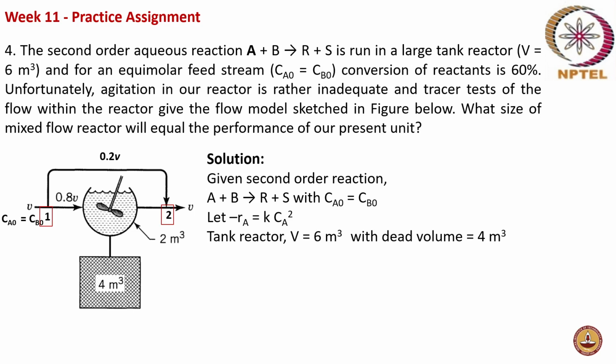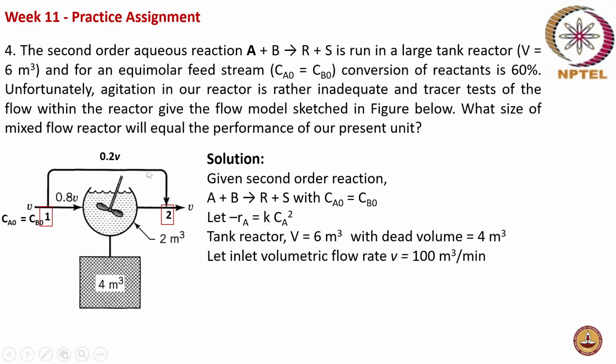They have given that there is a tank reactor and the total volume of the reactor is 6 meter cube. However, 4 meter cube of this is a dead volume. That means the active reactor is only 2 meter cube. That is also given. This is what is getting stirred properly and the reaction happens in this zone only. And they have given there is a split in the volumetric flow rate also.